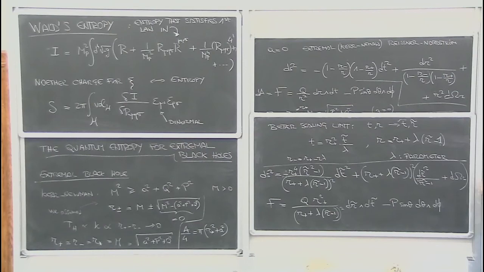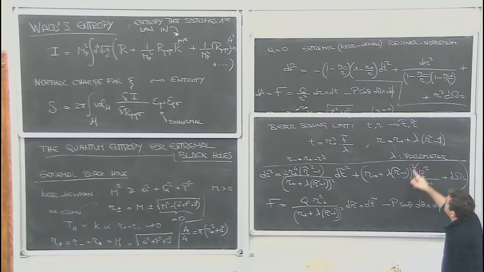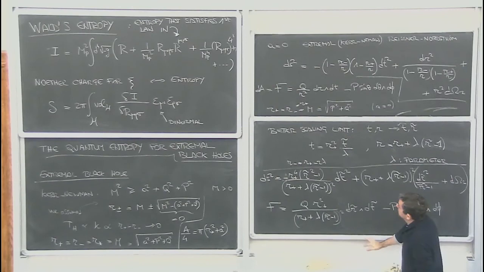And now I want to take lambda to zero because I want to go to extremality. I want to implement r minus equal r plus. But instead of starting from the metric up there, I do this here. In this limit, I'm also scaling the coordinates, so what I get in the end is not just replacing r minus equal r plus up there. These are the tilde coordinates. So if we do that, we obtain... I think I can by now erase the word entropy.